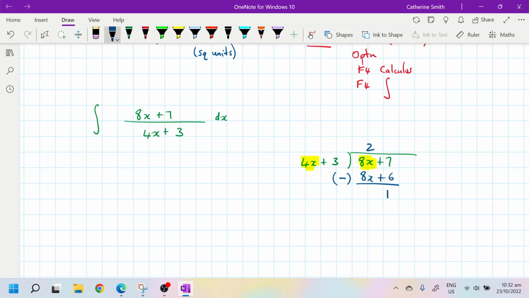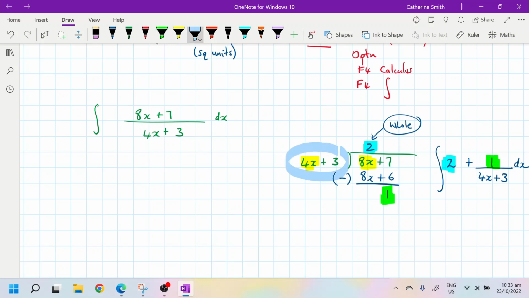So our answer is that this gives us our whole number up the top. Whole number there. So we've got 2 plus, and what's left over is 1 over the bottom line 4x plus 3. And that is therefore what we'll be integrating. Alright, so that top line there, the number you get there is your whole number, and what you get left over at the bottom is your top part of your fraction, and this number here goes on the bottom line.